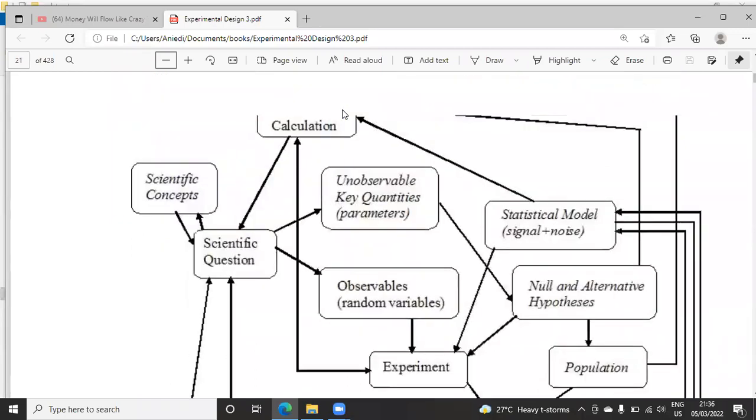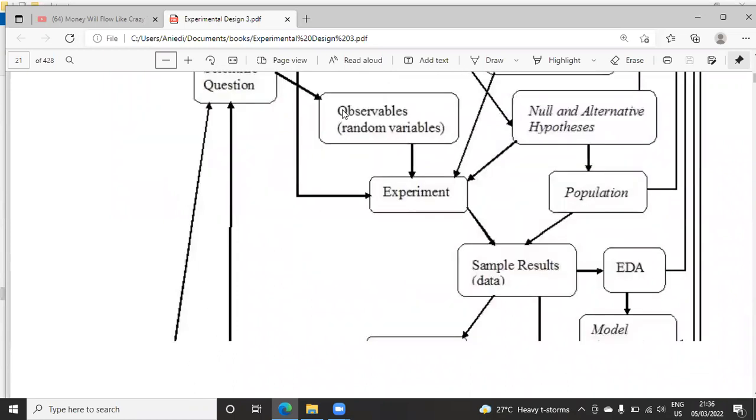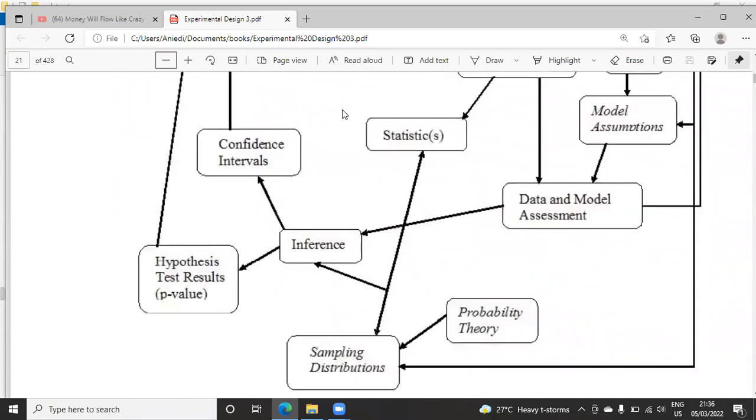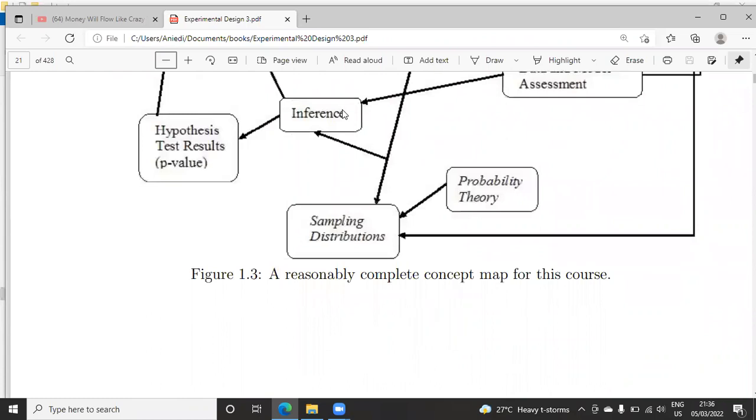Okay, that's page 21. We are still going to go this. I've explained this.